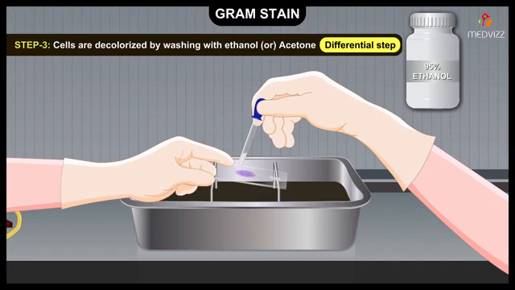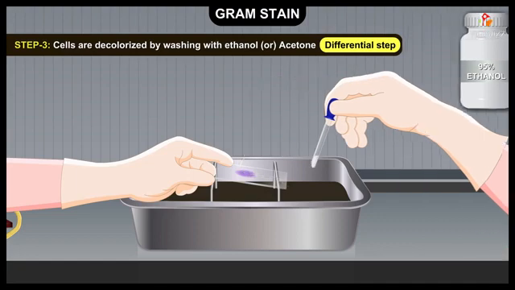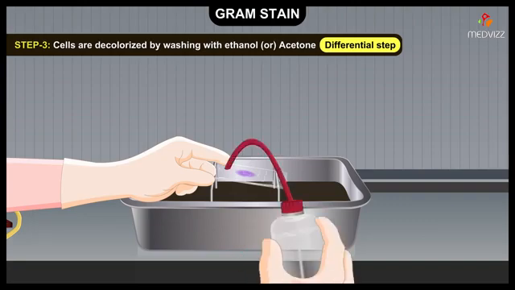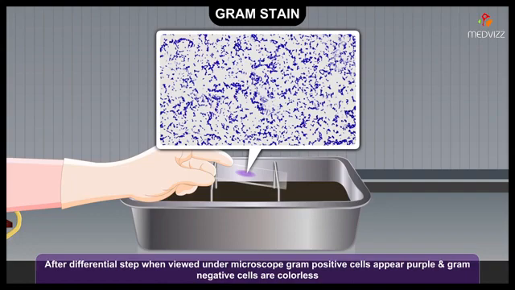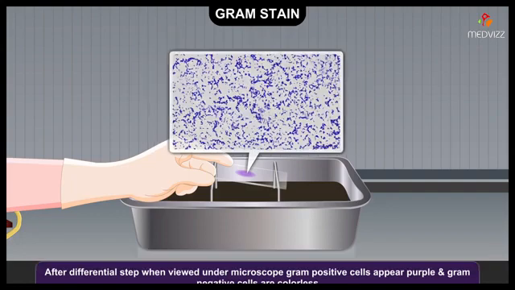Even Gram-positive cells can lose the crystal violet iodine complex during prolonged excessive decoloration. Excess ethanol is then washed off with water. When viewed under the microscope, Gram-positive cells appear purple and Gram-negative cells are colorless.